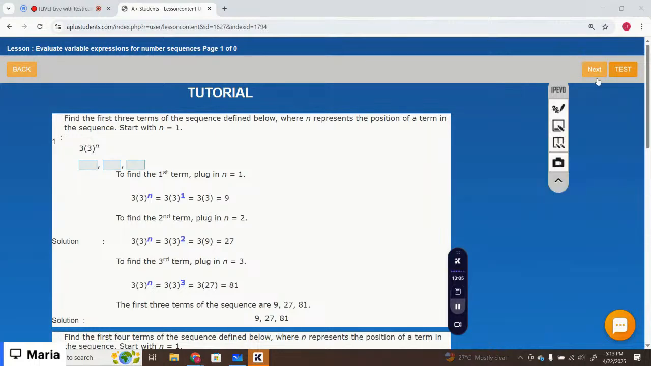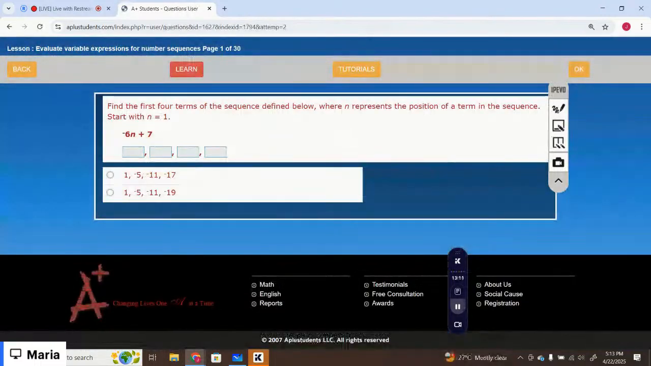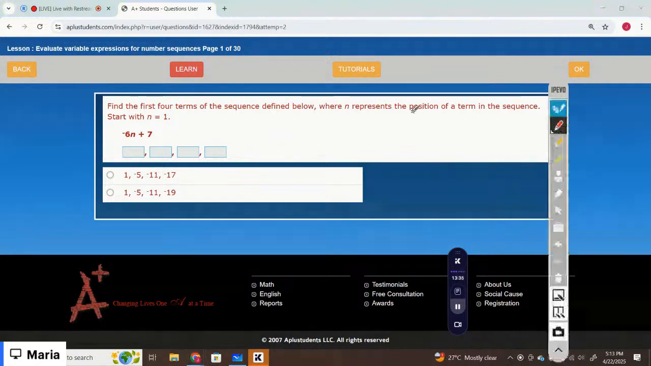Let's just start with the test questions. Find the first four terms of the sequence defined below, where n represents the position of a term in the sequence. Start with n equals 1, negative 6n plus 7. Negative 6 times 1 plus 7. 7 minus 6 is 1.